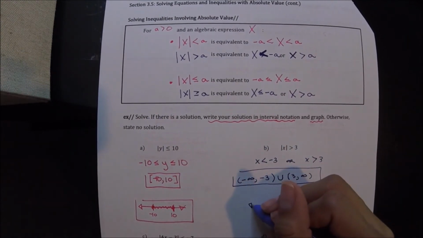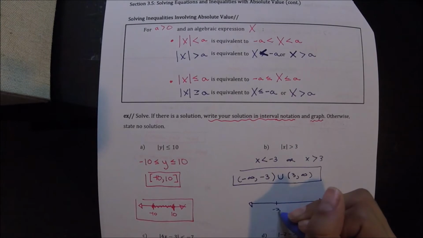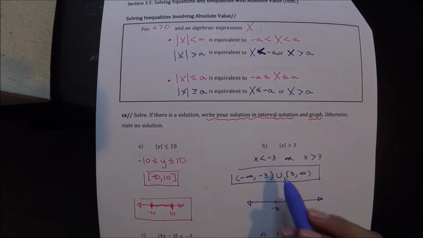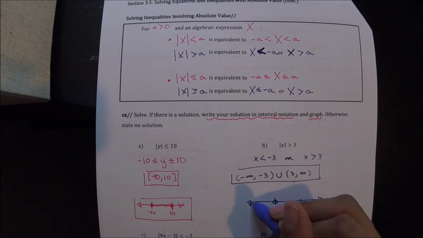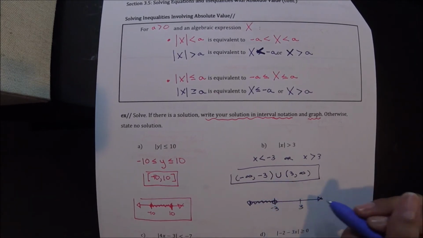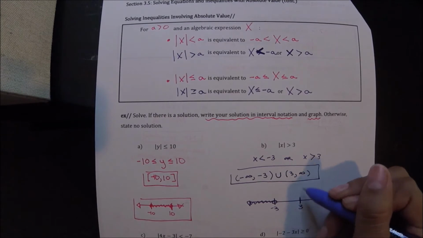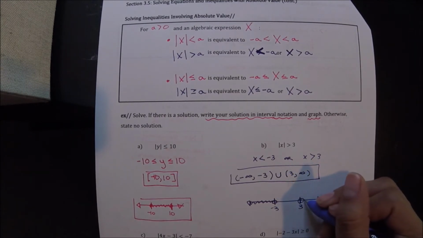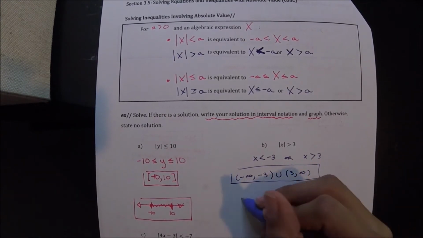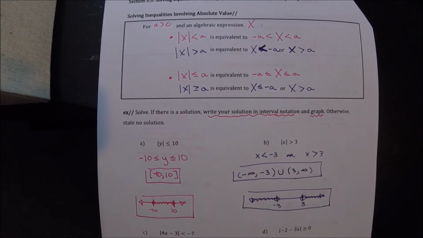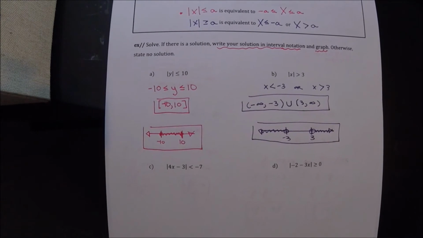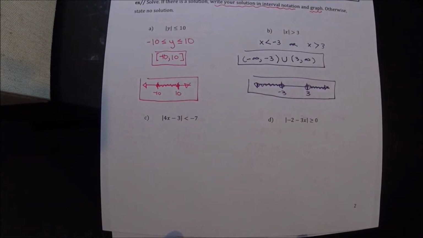And then on a graph, on a number line, these are our values, and we want everything that's less than this number. So we shade this way, put an open circle, or we want everything that's bigger than the number 3, and an open circle. So that would be our graph. Okay. All right, moving on to part C.